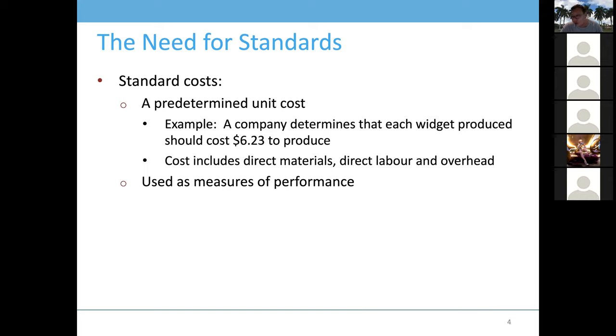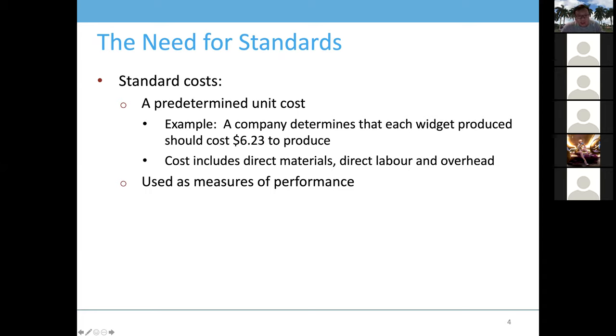So we know that the product cost has 3 components: direct material, direct labor, and overhead, right? So basically the standard cost is they try their best to have an estimate of how much it's going to cost to produce 1 unit of that item. So this is a predetermined unit cost. Just to note that this is the unit cost. So the cost per unit, that's a standard cost, okay?